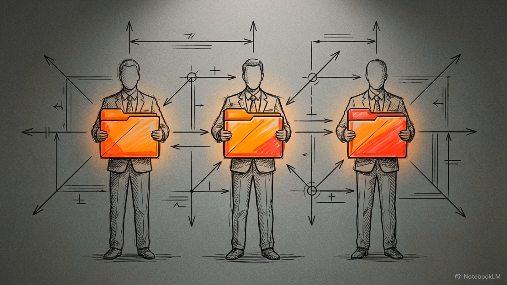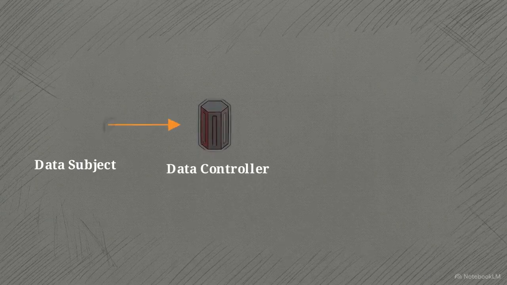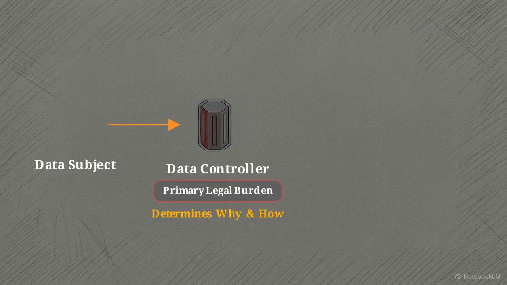The moment data crosses that identifiability threshold, every organization interacting with it adopts a strict legal role. The process begins with the data subject, the individual originator of the information, like a retail customer or a hospital patient. Data flows from the subject to the data controller, the central authority carrying the primary legal burden. They alone determine why and how data is processed.